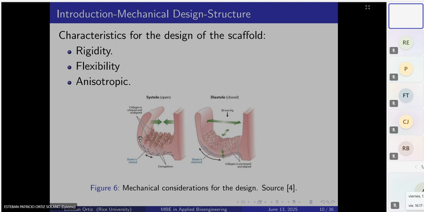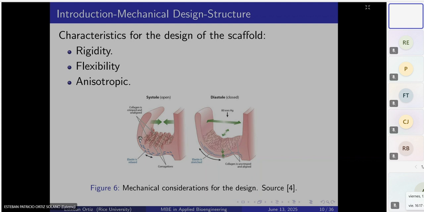So we need to take into account the rigidity, the flexibility, and the anisotropic behavior that we can find in this kind of tissue. What is the meaning of anisotropy? Maybe if you're mechanical engineers or material engineers, you know that the distribution of the properties is not the same in all directions. If you have a material that has anisotropy, it means that the properties are different in different directions, which means that it is extremely difficult to modulate.